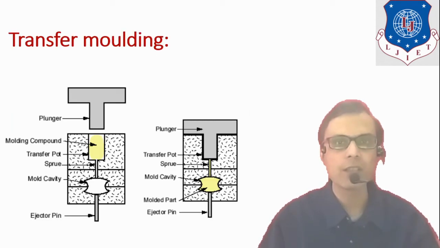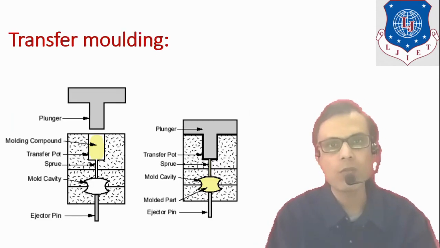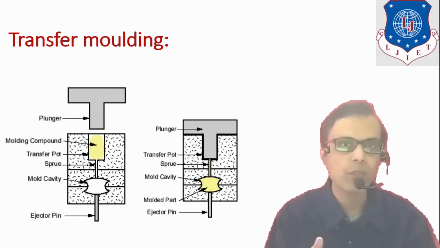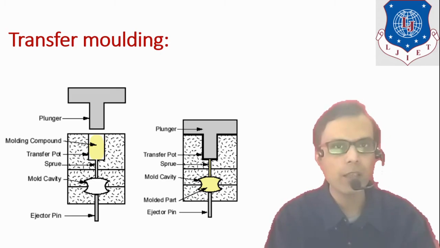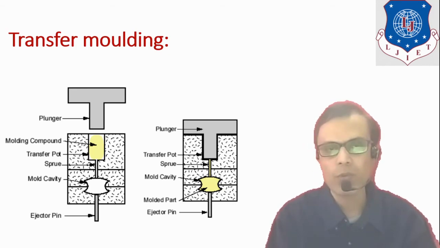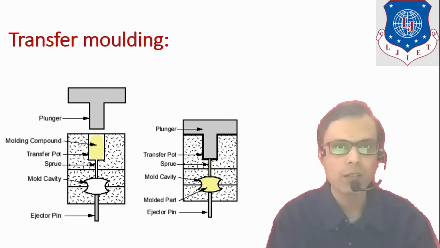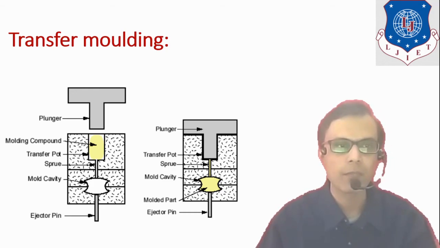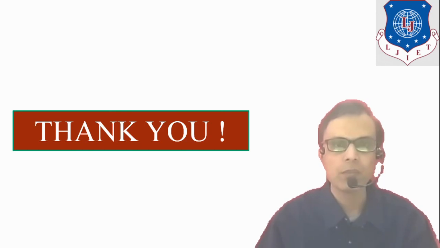So in this session we discussed what are the properties which made the plastic most usable in industries as well as for home appliances, and some manufacturing processes of plastic parts like extrusion molding process, compression molding process, and transfer molding process. Thank you for watching.